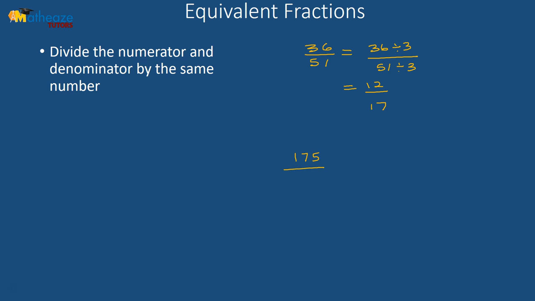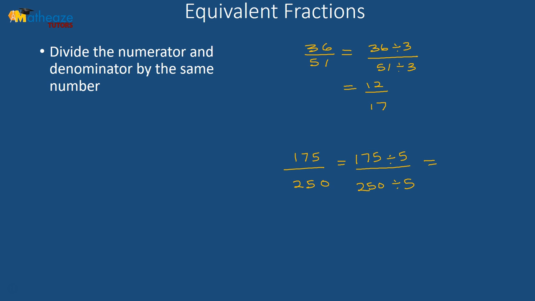What about 175 over 250? So we're going to look for a common factor here, and let's look at dividing by 5, for example. Because both numbers end with a 5 or 0, they can be divided by 5. So we divide by 5. Also here we divide by 5.